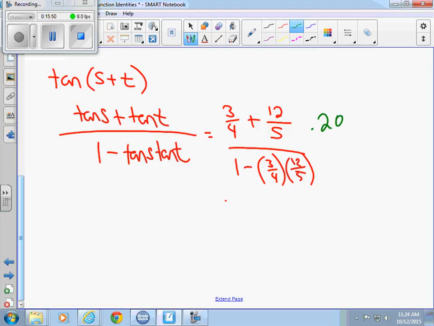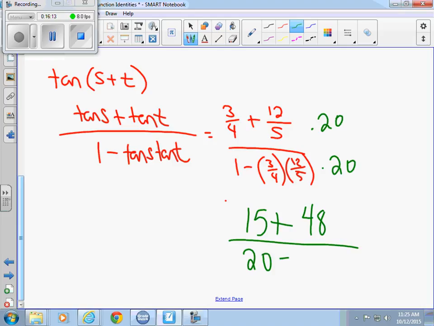I'm going to multiply everything on the top and everything on the bottom by 20. 3/4 times 20 is 15. The 4s would cancel. This would be 48, 4 times 12. 36. 4 times 5 is 20. And so if you do that, you get rid of all the fractions all at once.